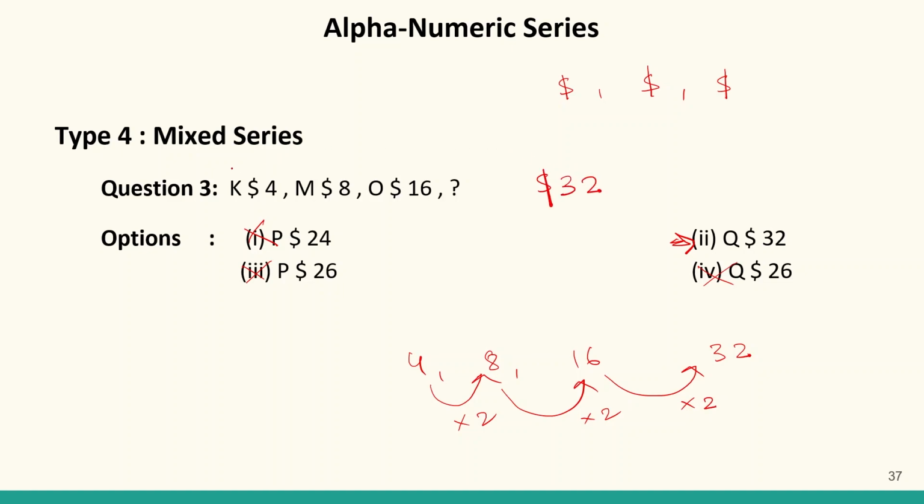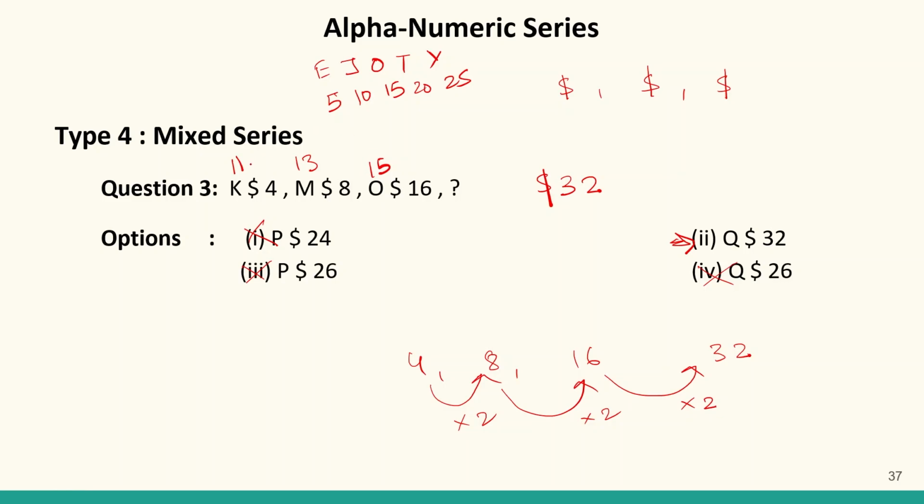Now let us look at the alphabets. So K is positioned at 11, M is positioned at 13, O is positioned at 15. If you know Ajoti, it's very easy: 5, 10, 15, 20, and 25. Okay, so O is positioned at 15.